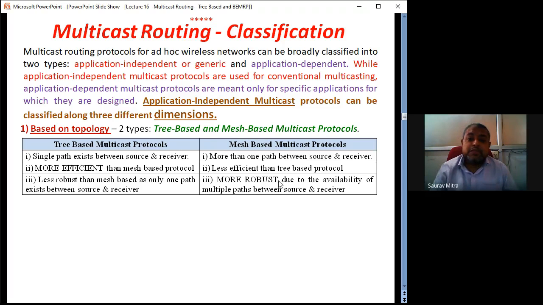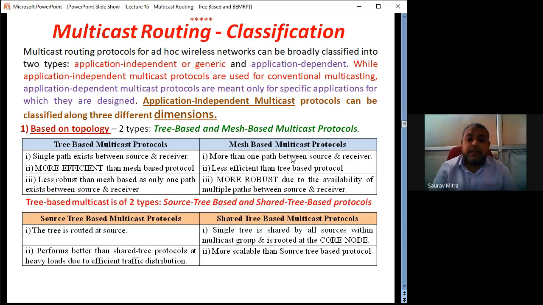Okay, so mesh based is more robust, but mesh based is less efficient, and mesh based has more paths between source and receiver. So this is one type of differentiation between tree based and mesh based. Tree and mesh both are topologies for network designing, that is, how the nodes are laid out for the network. Depending on that, there are two types, tree and mesh. So these differences are very important.